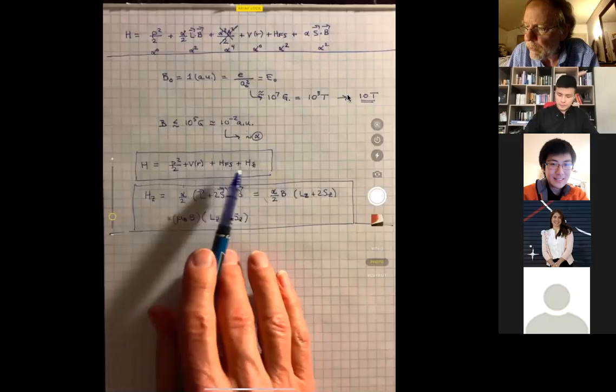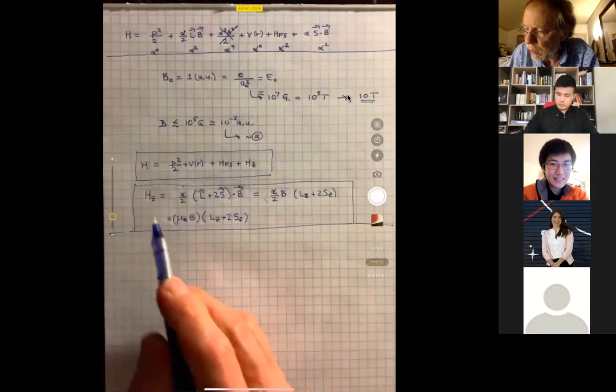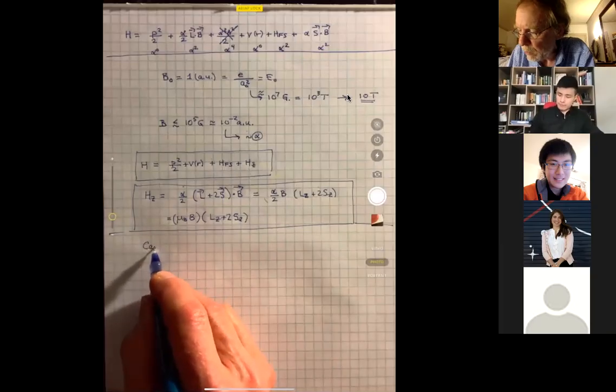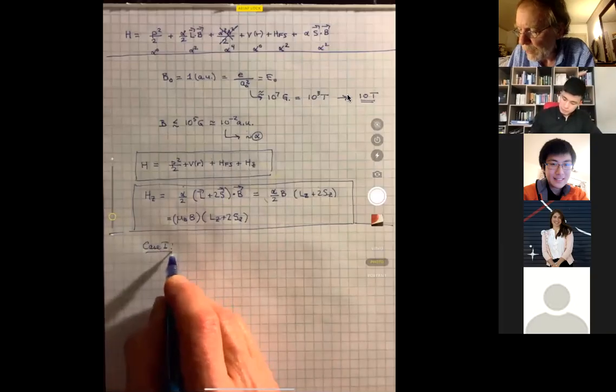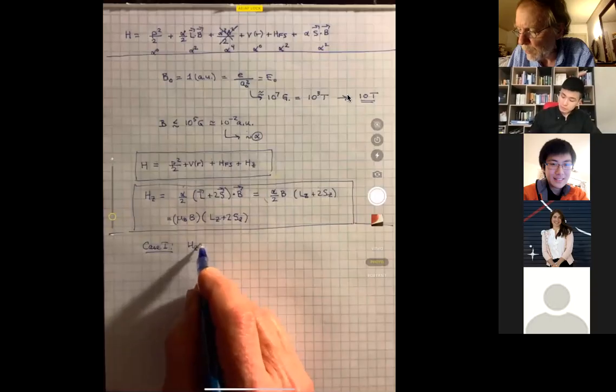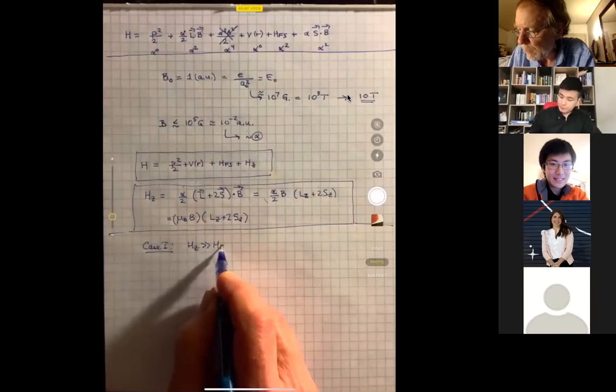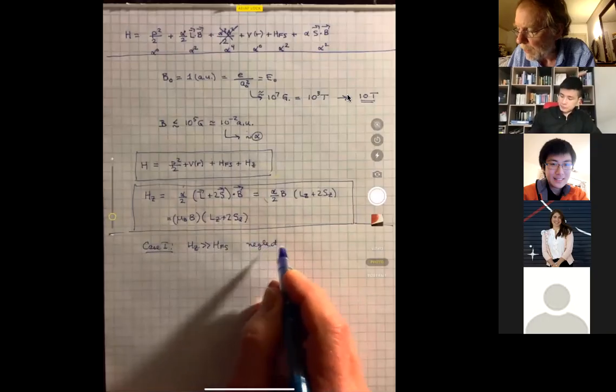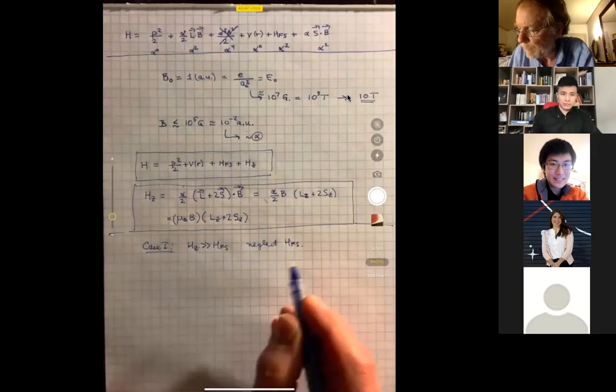So there are different ordering assumptions between these two terms. Let me take a look at some cases that we might consider. What I'll call case 1 is the case in which the Zeeman Hamiltonian is much bigger than the fine structure Hamiltonian. In fact, so much bigger that we'll neglect altogether the fine structure Hamiltonian.